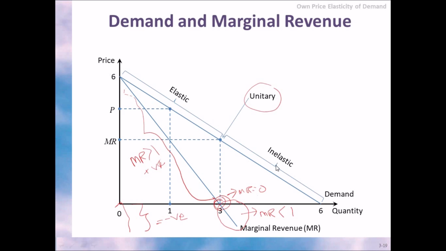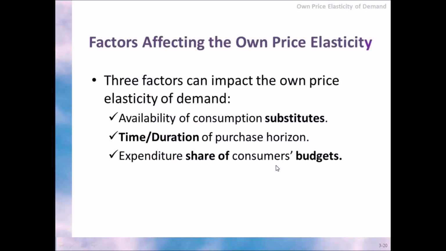So next we look into the factors affecting the own price elasticity. There are 3 factors that can impact the own price elasticity. This is basically what makes the demand elastic or less elastic. The first one is substitutes, the availability of substitutes. Second is the time you have to purchase the product. And the last one is the expenditure share of the consumer's budget.